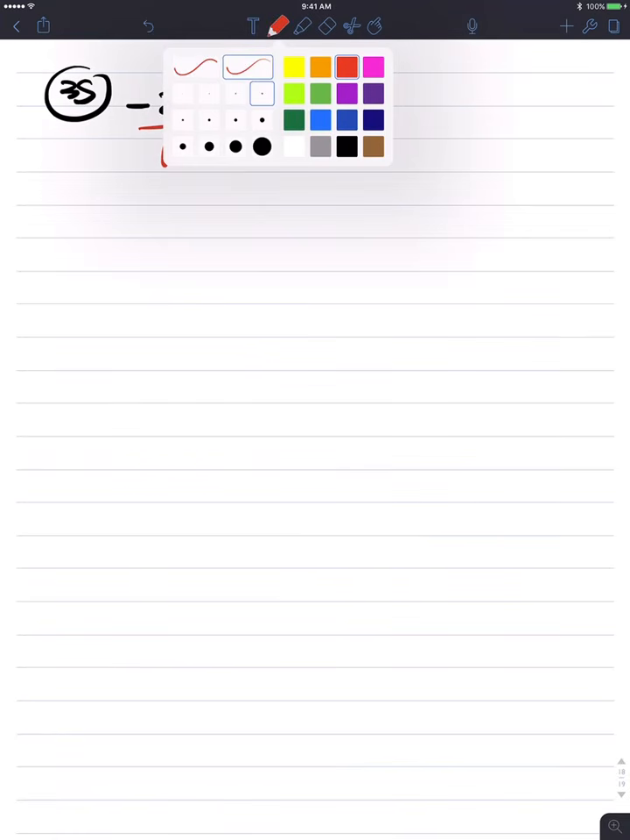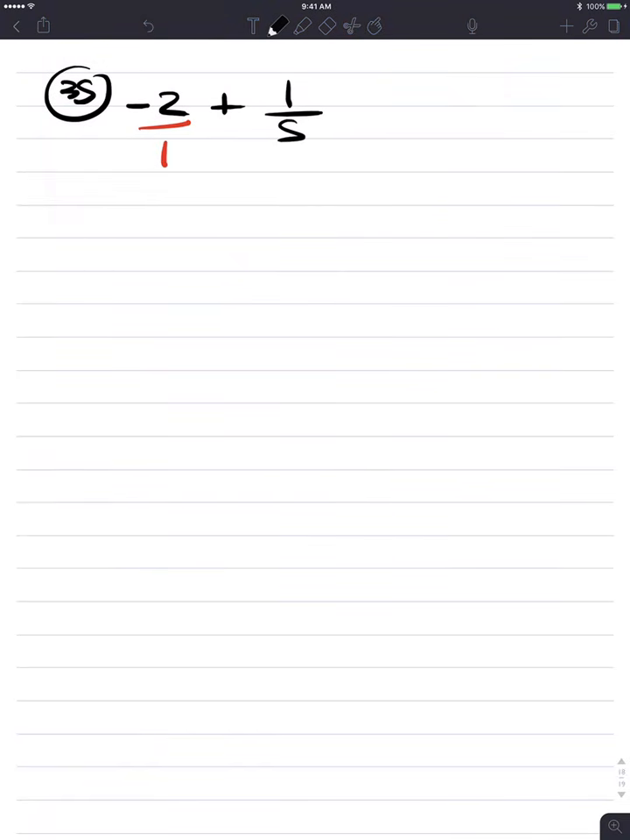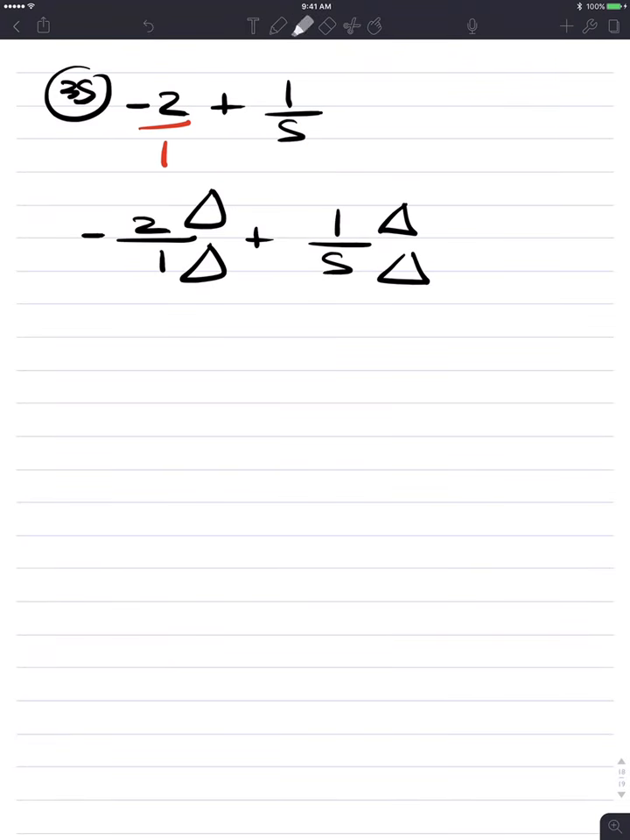Number 35. Negative 2 plus 1/5. We're going to write that negative 2 as a fraction. So it's negative 2 over 1. So I have negative 2 over 1 plus 1/5 again. These are unlike fractions. Unlike because they have different denominators.